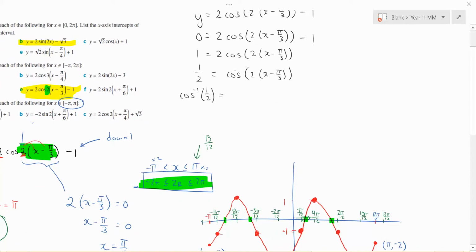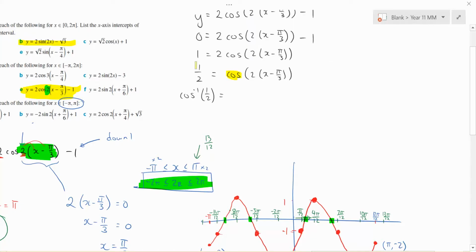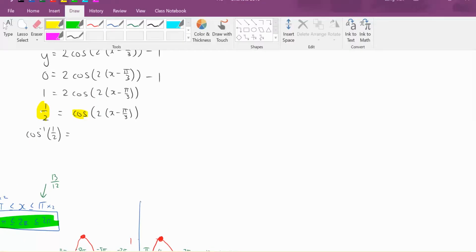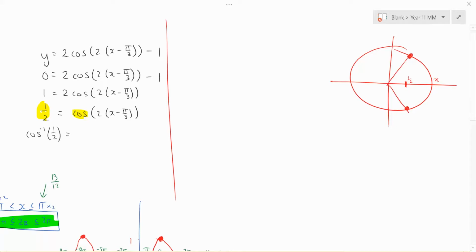So remember, the question is, what does cos represent? Cos represents your x values, and when are x values positive half? Okay, so if I draw out my unit circle, okay, my unit circle, then when is cos positive half? Well, this is the x-axis. That's when it's half, so that means the 2 points that correspond to an x-coordinate of half have to be those 2 points.